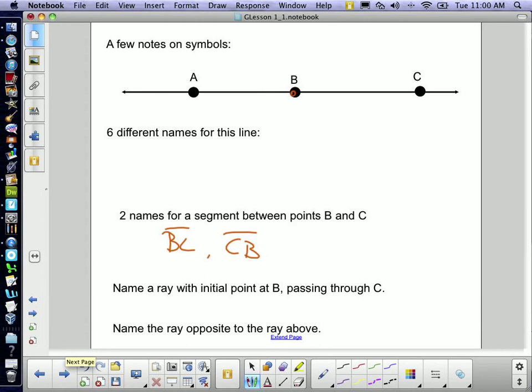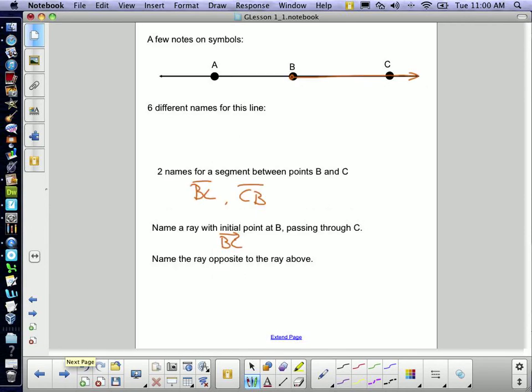Name a ray with initial point B, so it's starting at B and goes through C. So the ray that begins here and goes this direction. What would I name that ray? BC, with arrow to the right. What would be the opposite ray to BC? BA. Excellent. And notice, even though that ray on our picture goes to the left, my symbol still goes to the right. Okay?